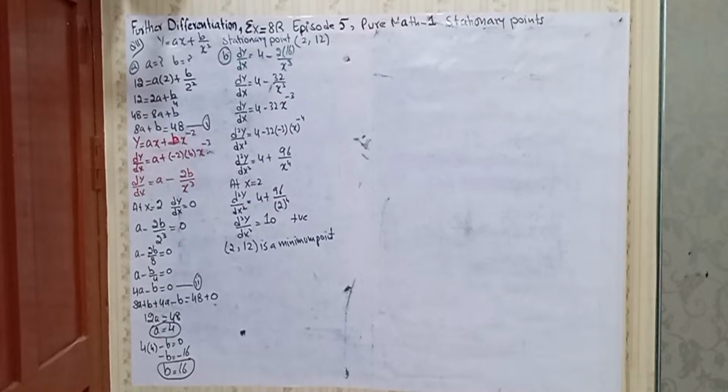Let me check the answer, sir. In your course book, the answer says question number 11, B part, minimum point. So you see our answer is right. This is how you do the B part of question number 11.